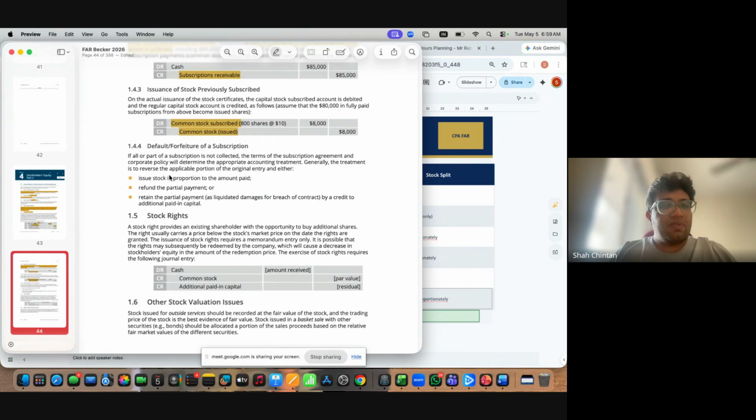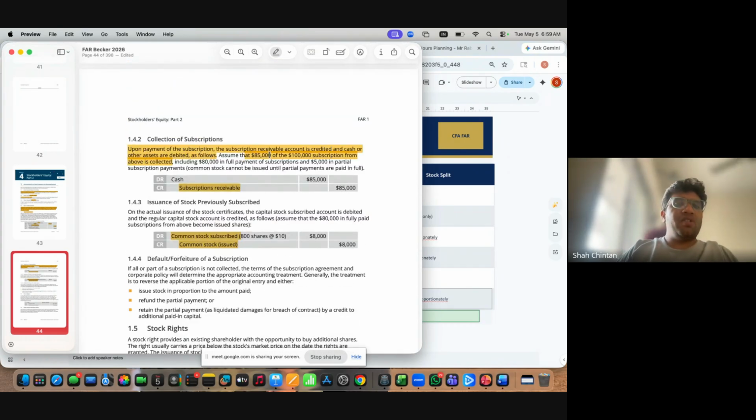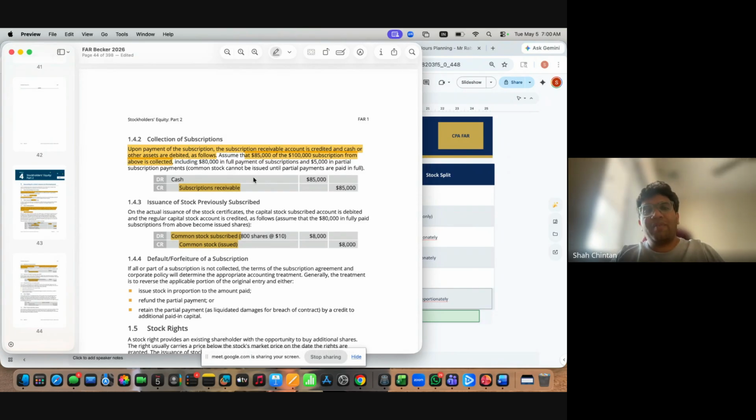Okay. Now sometimes what happens, you may forfeit the subscription as well. Suppose what happens ki customer has, let's take this example only. Customer has paid $85,000 out of 1 lakh, and now customer is not paying remaining $15,000. So you decided to forfeit the subscription. What is your entry? Cash account debit to subscription receivable 85, 85. Remaining $15,000 you are going to suspend. So your entry, that is your gain. So you are suspending because you have received the money, but still you are not issuing them any particular share.